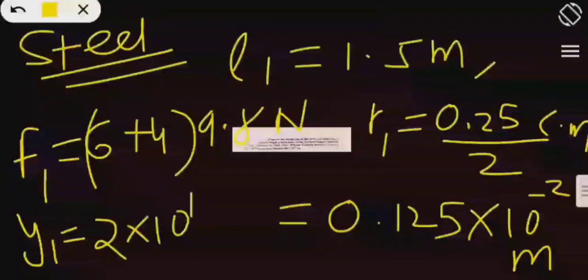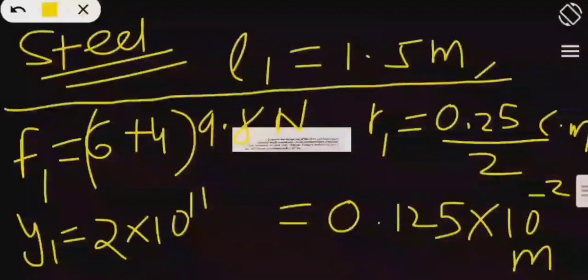Okay, another quantity is what? The force experienced by this one, F1, is equal to the weights, 6 kg and another 4 kg, multiplied with 9.8. So (6 plus 4) into 9.8 Newton. Along with that, Y1 is also given, that is Young's modulus for the steel wire, 2 into 10 to the power 11. All this data is given to me.